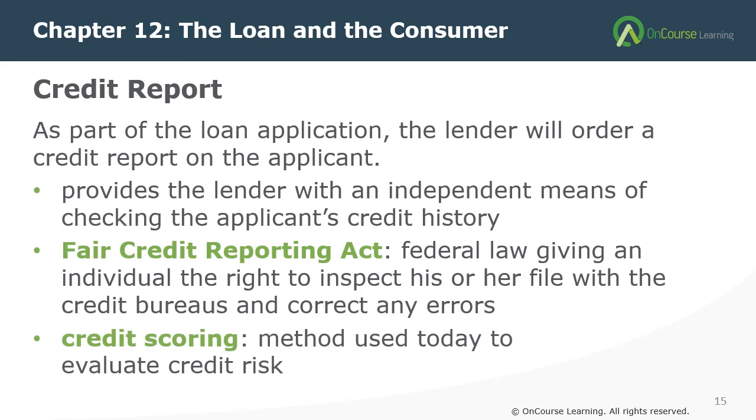Credit scoring is the method used today to evaluate credit risk. As I mentioned before, the FICO score is king. And the FICO score is published by Fair Isaac and Company. The score ranges between 500 and 850. The higher the number, the better your ability to take on additional credit and to pay any loans back to the lender. A score of 720 or higher is considered good.